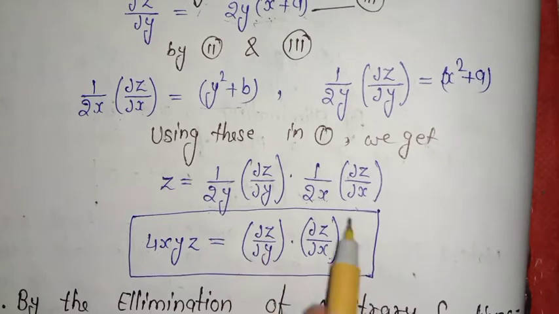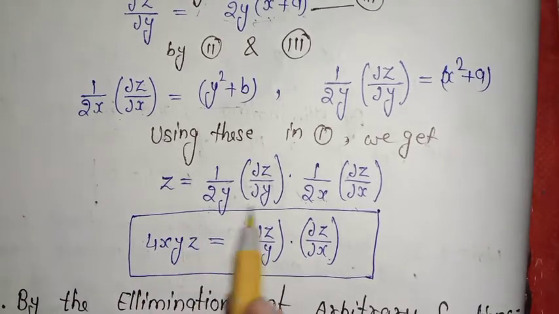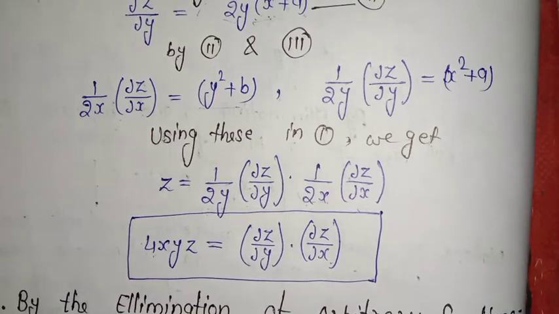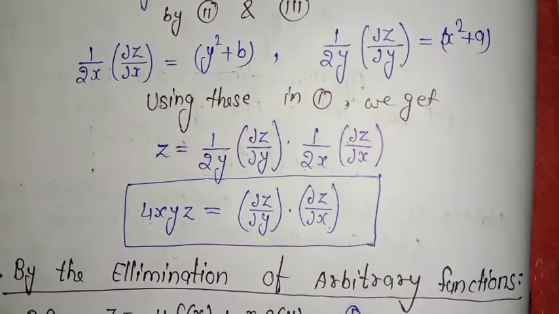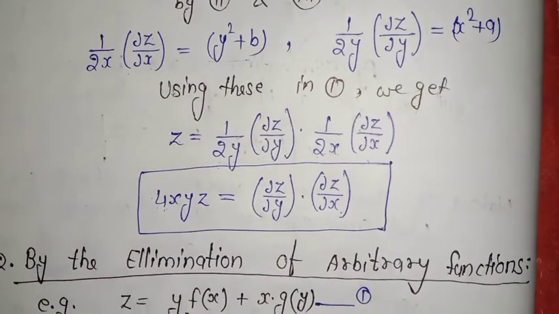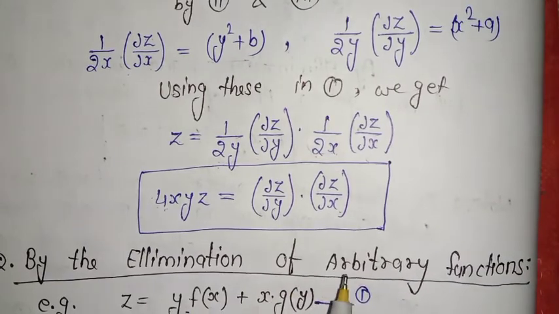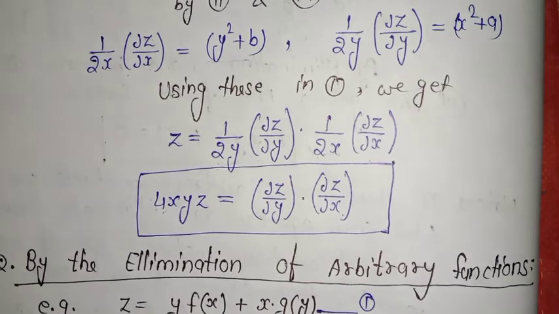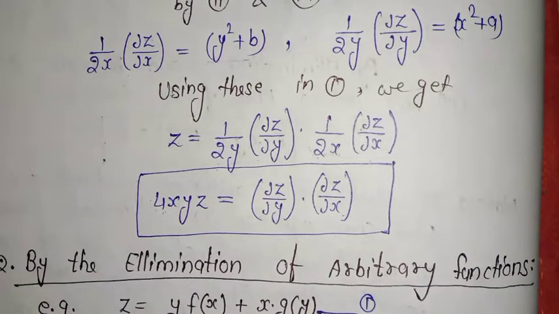So here you can see the arbitrary constants are eliminated. So this is the required partial differential equation. Now we will discuss our second method, that is by the elimination of arbitrary functions. Suppose we are given an equation in which arbitrary functions are also present, then how do we find the partial differential equation by the elimination of arbitrary functions?